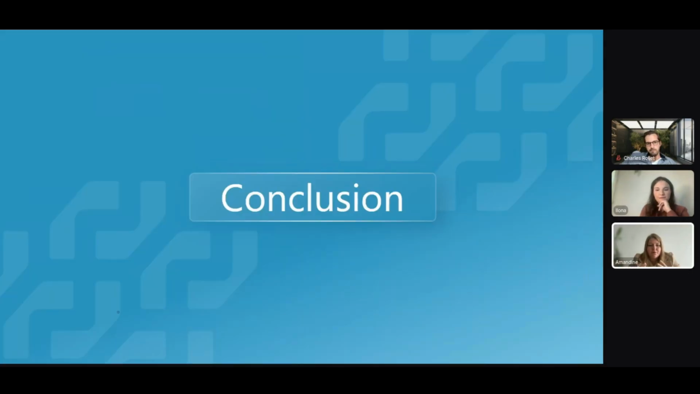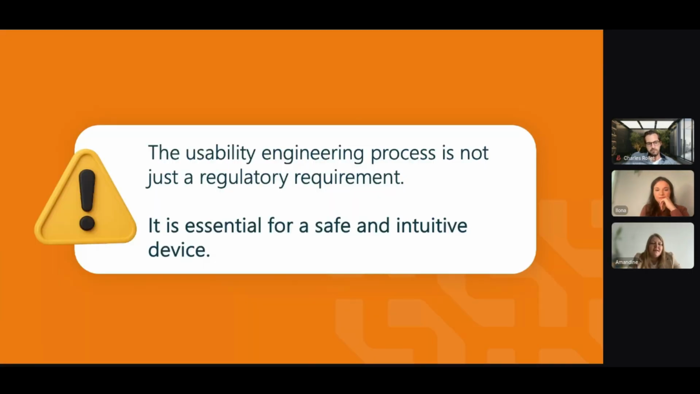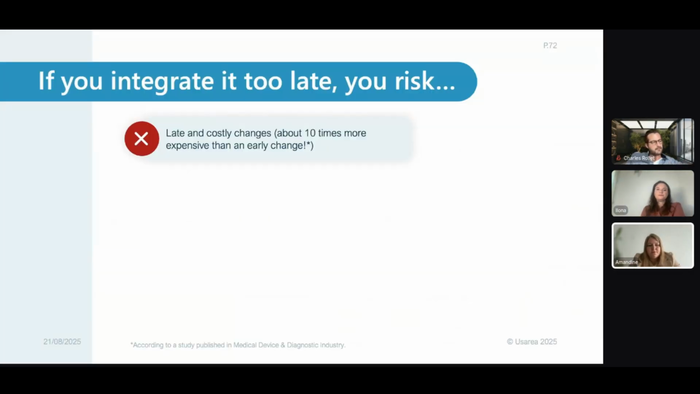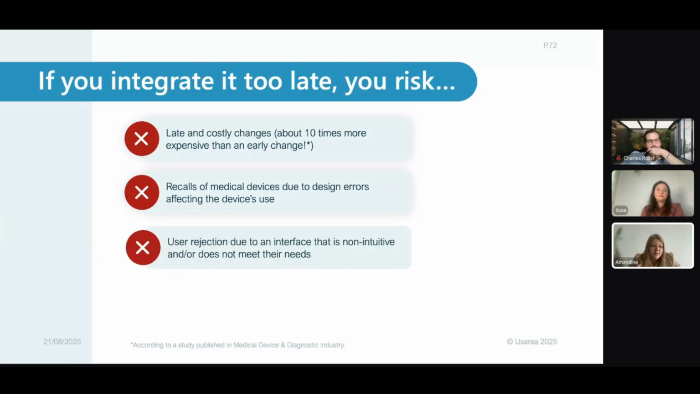And just as a conclusion, as we saw, the usability engineering process is not just a regulatory requirement, it's really essential for a safe and intuitive device. If you integrate it too late, you risk late and costly changes. A study shows that a change made really late in the process is about 10 times more expensive than early changes. You can risk a recall of your device due to a design error affecting the device use.